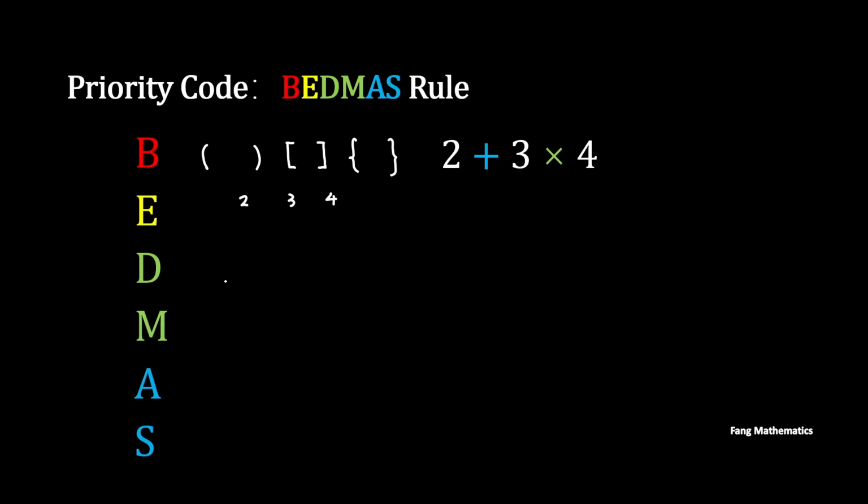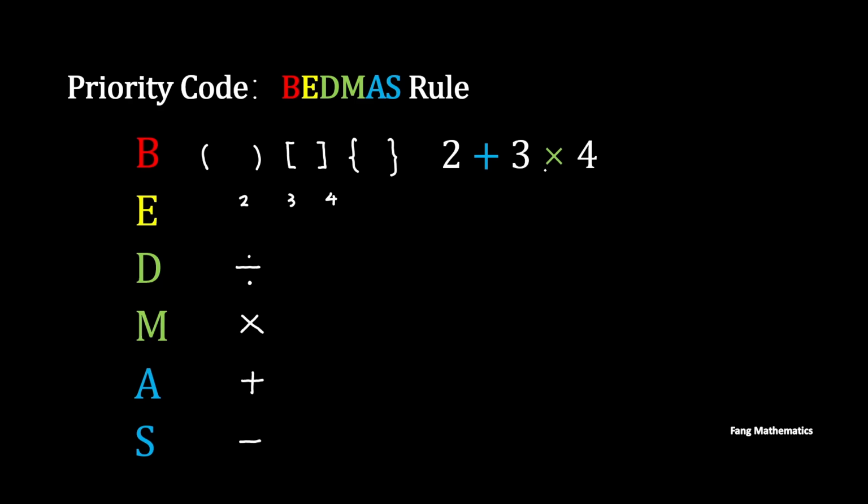Moving on, we have the third priority in green, represented by the uppercase D, that is division, and uppercase M, that is multiplication. That tells you that division and multiplication share the same priority. Last, you have addition and subtraction in blue, and that is the last priority. Also, addition and subtraction share the same priority.